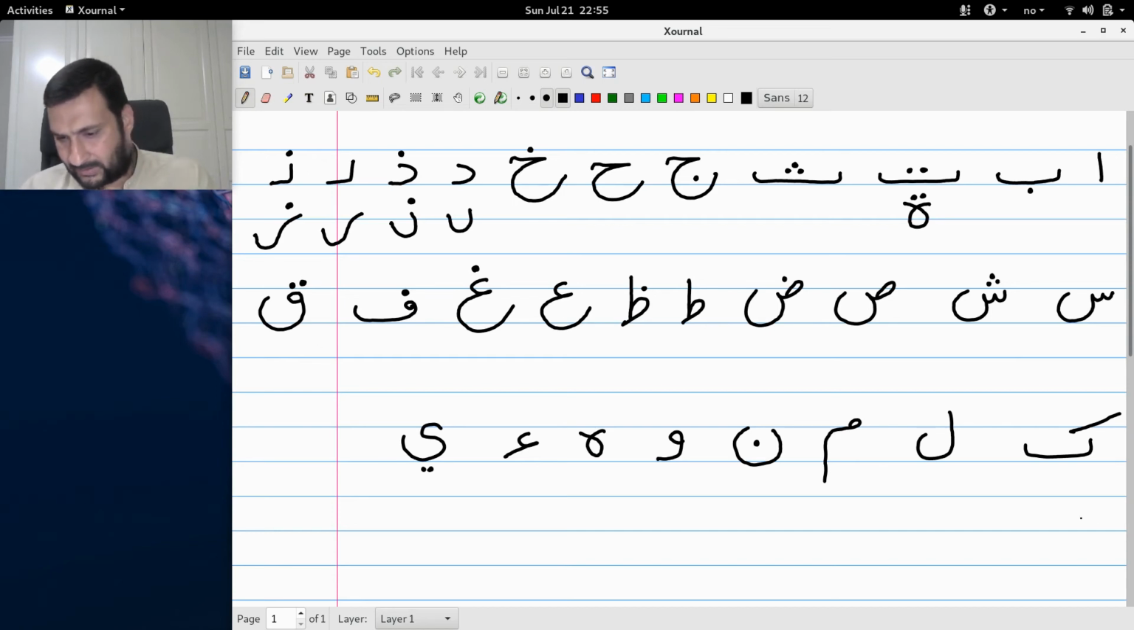I probably wrote this Kaf in Urdu style. Most commonly you will see in Arabic this Kaf. But you will see this Kaf with a long slanting line many times in the Quran. So both of these are ways to write kaf.